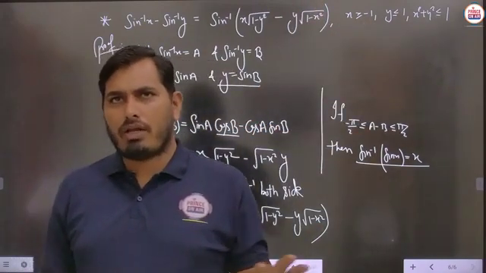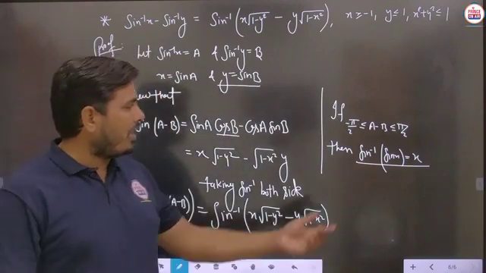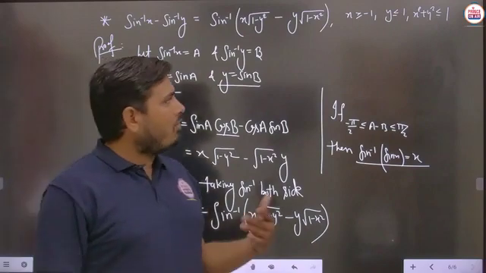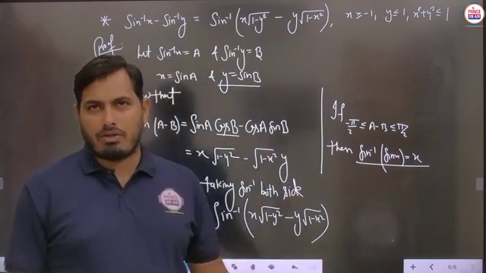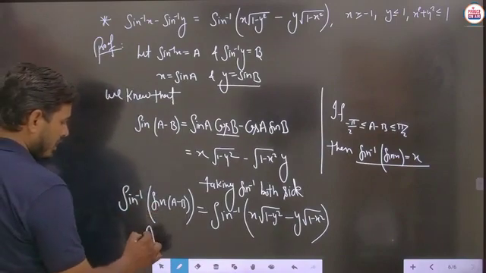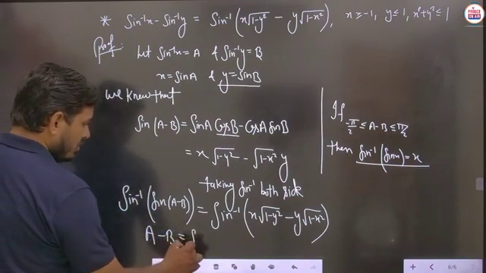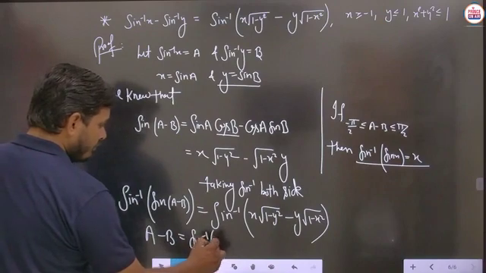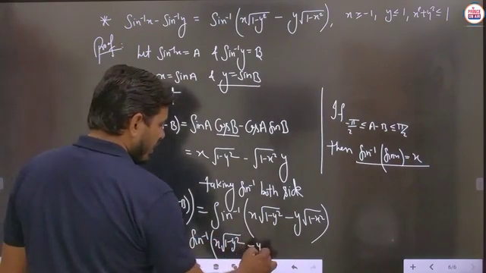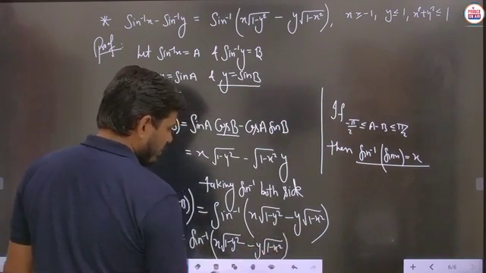Again students, you will get the result that A minus B lies in the interval minus pi by 2 to plus pi by 2, because sin of minus theta is again written as sin theta, no problem. So definitely here you can write the expression as A minus B equals sin inverse of x under root 1 minus y square minus y under root of 1 minus x square. Is it clear?